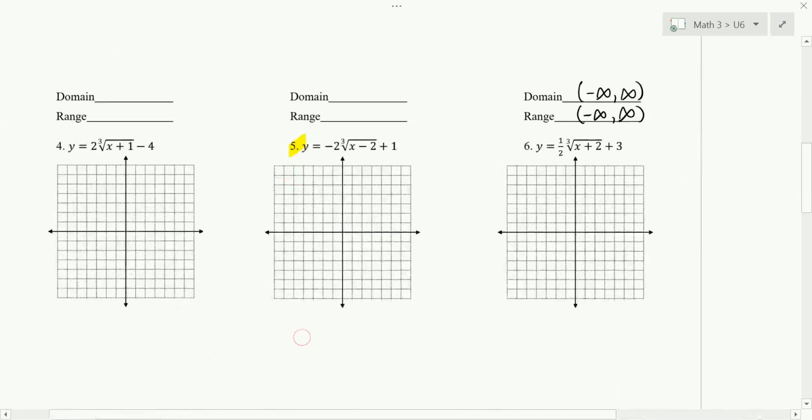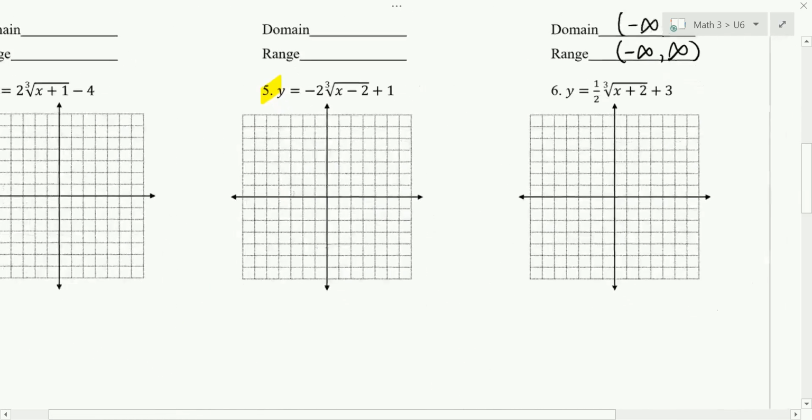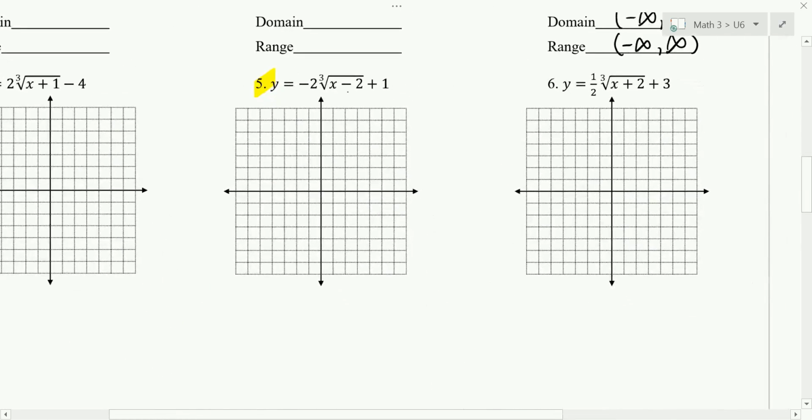Take a look at number 5. Here we have a translation right 2 units, up 1 unit from 0, 0. So that's the center of our graph. I'll put that on here. So we got 2, 1. Now I'm going to pick some other values to get a general shape of this. I'll pick a 3.